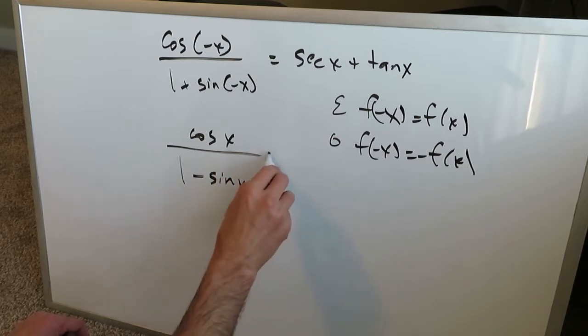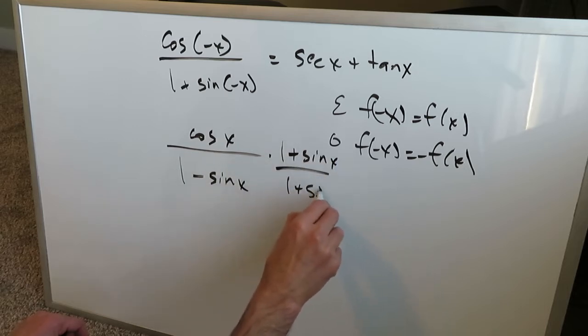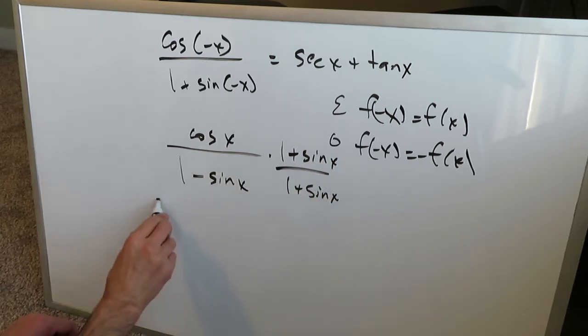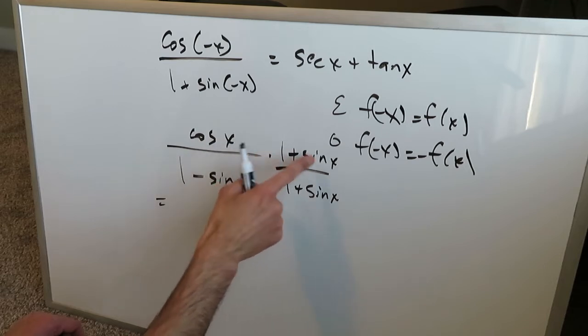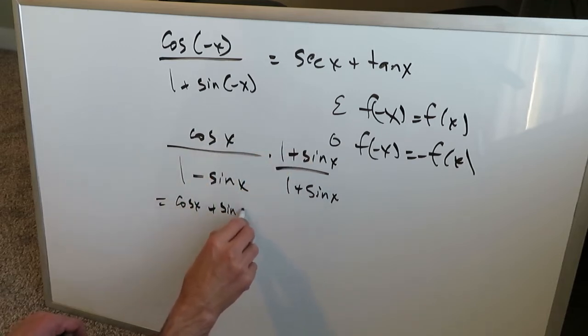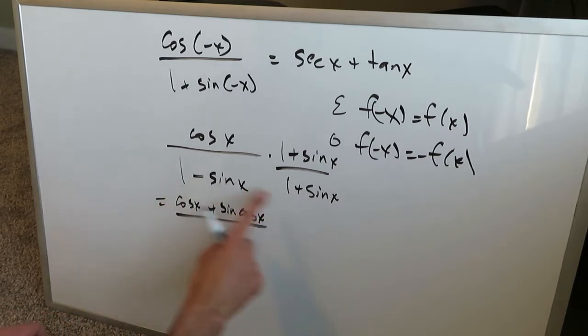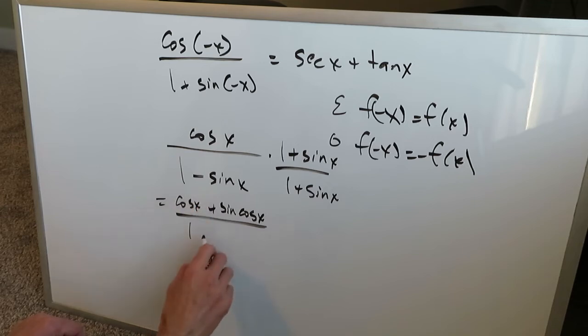What are you going to do here? You're going to multiply everything by the conjugate, 1 plus sine x. Look over here. We will do cosine x with this and cosine x with that. You'll get cosine x plus sine x cosine x. Here in the denominator you'll get only the end terms, 1 minus sine square x.